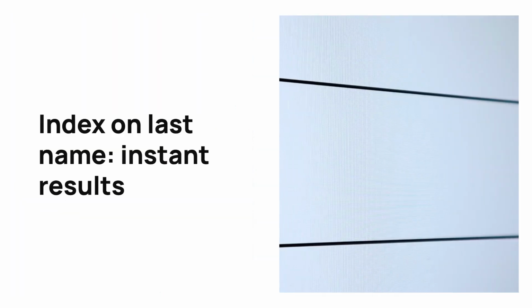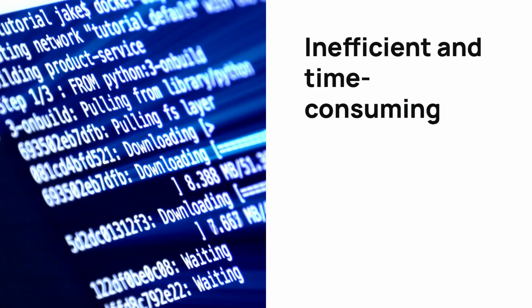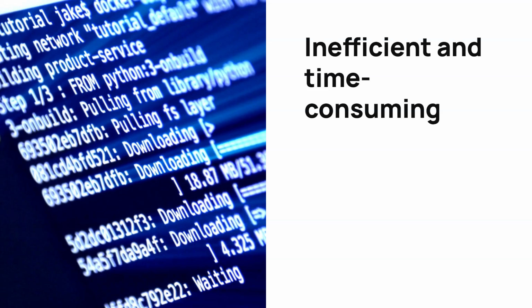Consider a real-world scenario, a table storing millions of customer records. If you need to find customers based on their last names, an index on the last name column enables Oracle to fetch results almost instantly. Without it, every query would check each row one by one, a process that's inefficient and time-consuming.